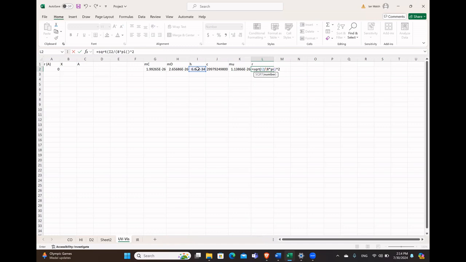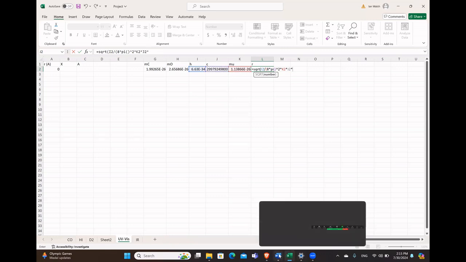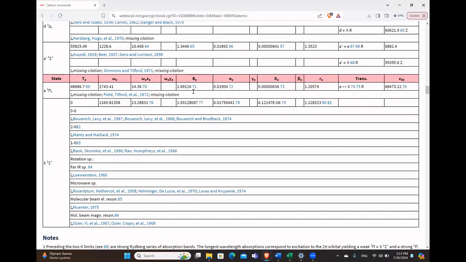Then we can square it, multiply that by the reduced mass, multiply that by the speed of light in centimeters per second, and then our B constant. If we hop back to the website, we can see that our B constant is 1.931. So I'll go ahead and use that.